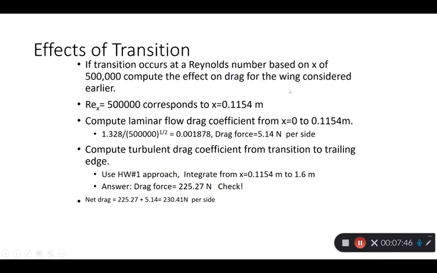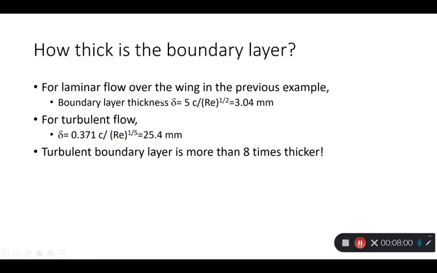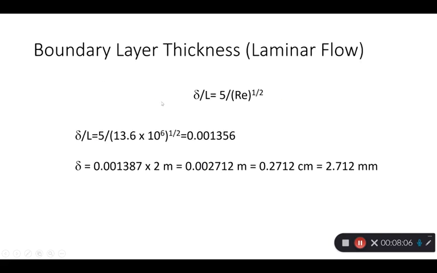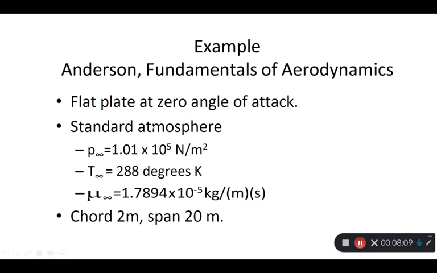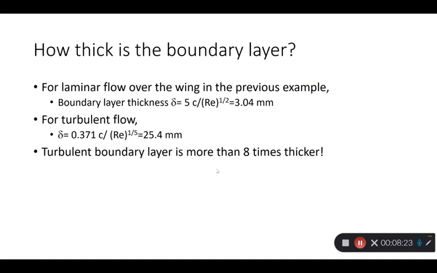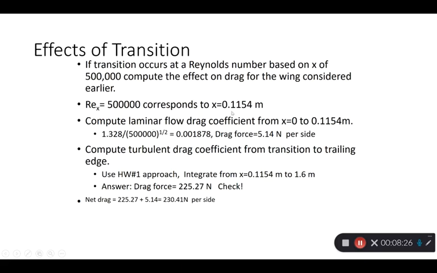So now let's say what happens if you have a transition occurring when the Reynolds number equals 500,000 based on x. So rho infinity V infinity times x over viscosity equals 500,000. So we have the rho infinity here. V infinity is 100 meters per second times x over mu infinity equals 500,000. So you can solve for x. Then x over L will be, you can solve for x.